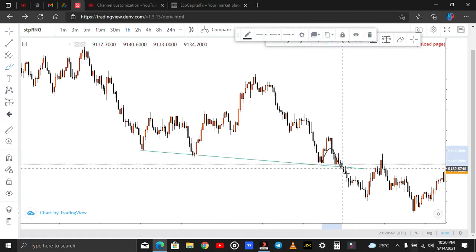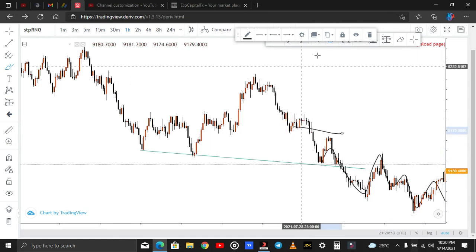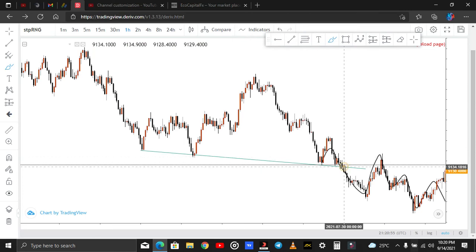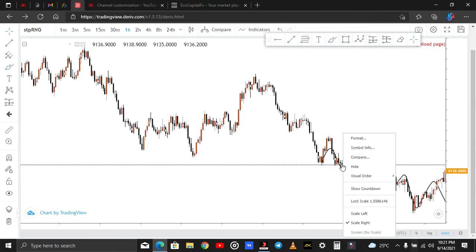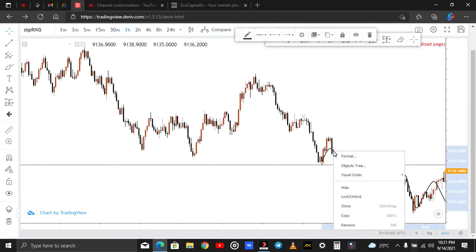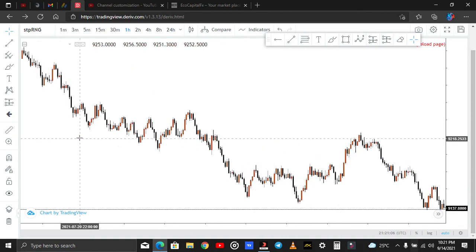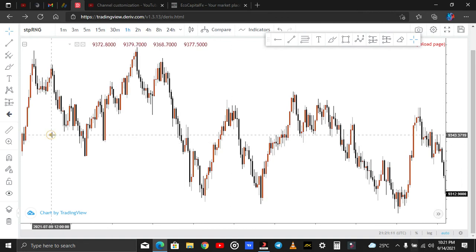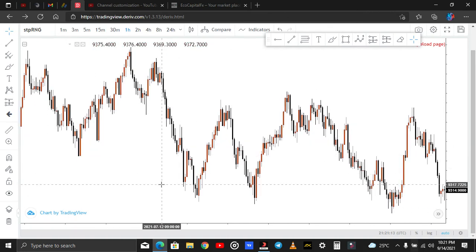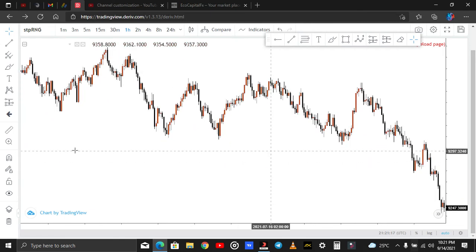Price came, broke it, came back for a test, continued going downwards. Can you see how simple this thing is? But we don't trade all these things randomly. I'm going to show you how to integrate all these things in the order block strategy. So the next video I'll be making is the order block video. It will be a very detailed video.